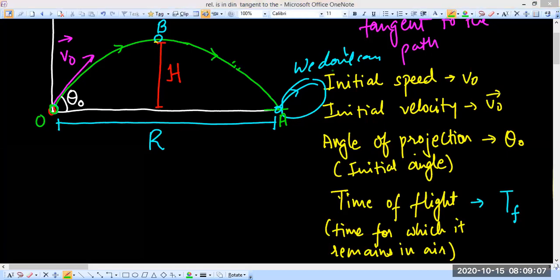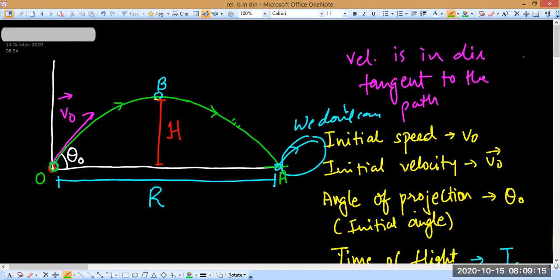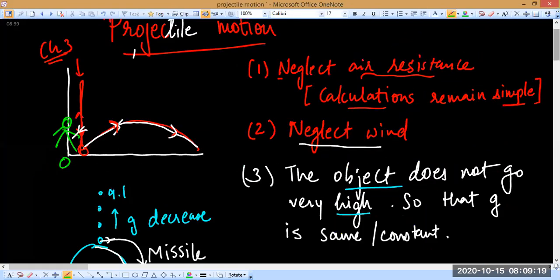Now let's start deriving these values under these assumptions. Were the assumptions on the previous page? Yeah, here, right? No air resistance.